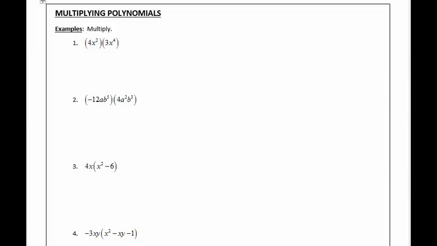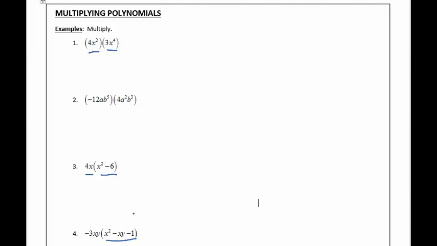In this video, we're multiplying polynomials. Okay, so a couple terms that I'll be using. Monomial. Those are two monomials. That's a one-term polynomial. Same thing with number 2. In number 3, you've got a monomial times a binomial. And you see here in number 4, that guy's a trinomial, 3 terms.